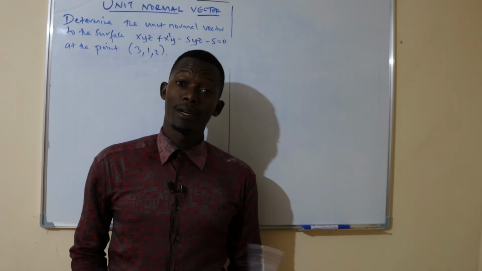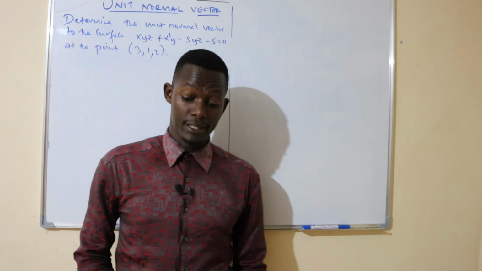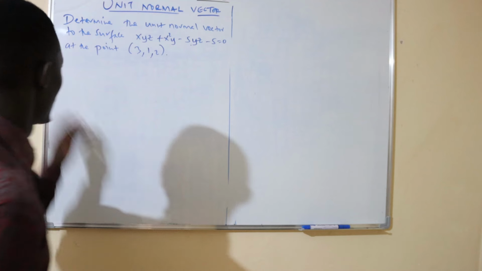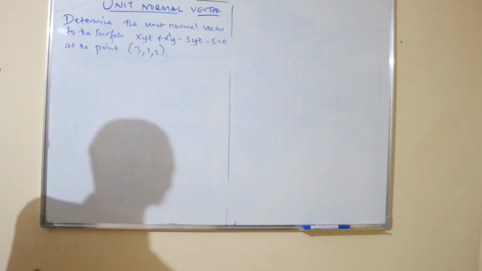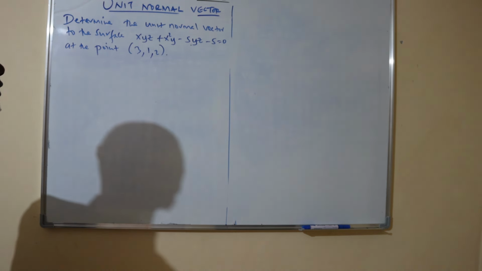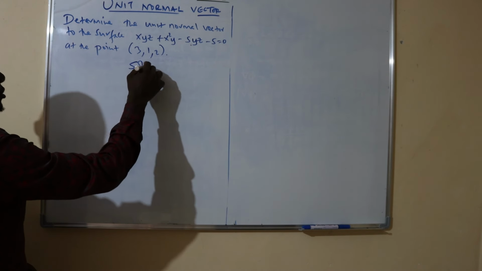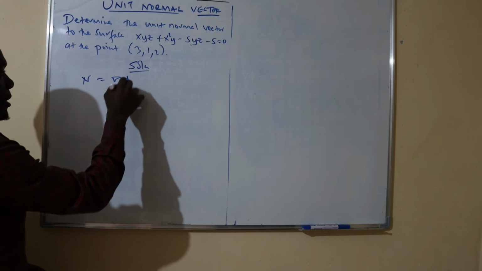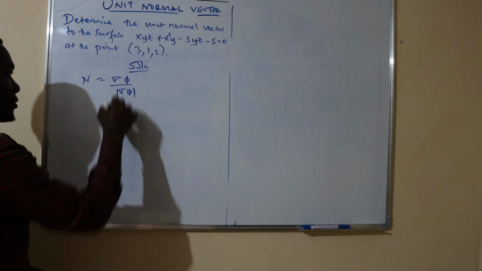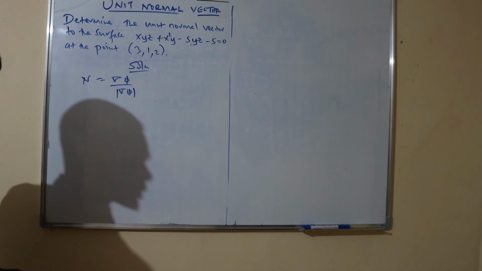Hello students, and welcome again to the second example of unit normal vector. Now, being given the question, determine the unit normal vector of the surface xyz plus x squared y minus 5yz minus 5 equals 0. Solution. As you can see, this is a simple question to handle. So you find the grad, then the magnitude of the grad.